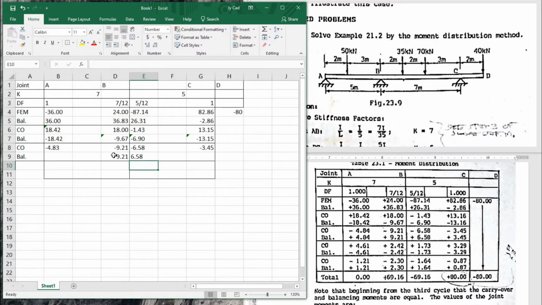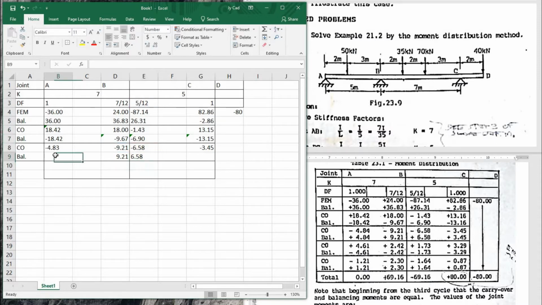Or, you can just do the equation by yourself. Equal sign, negative, open parenthesis, the sum, close parenthesis, multiplied by 7 all over 12. Okay, so for beginners, you do the long method. Plus, close times 5 all over 12, then enter.